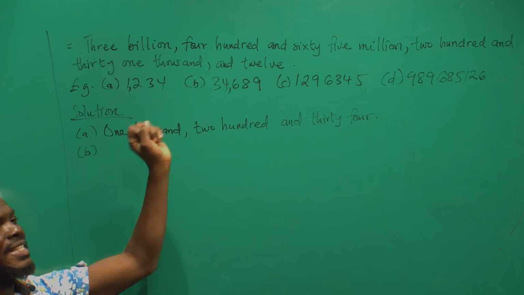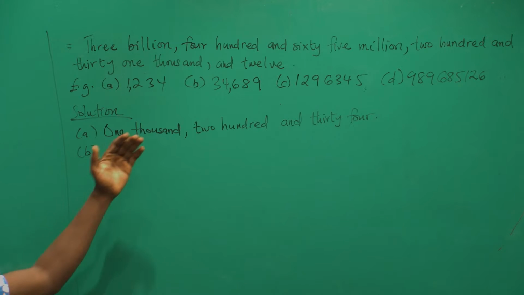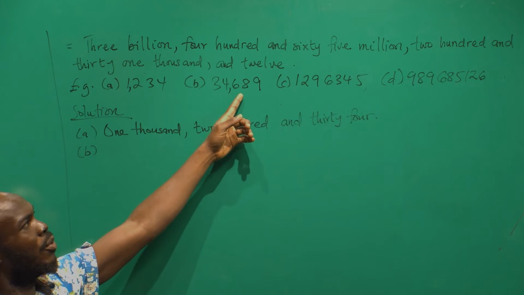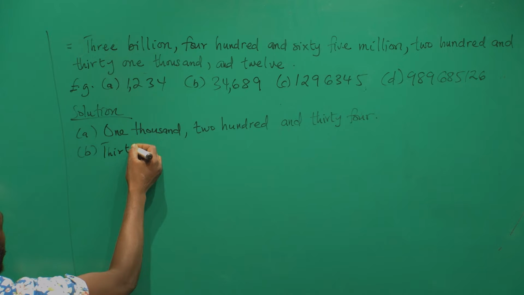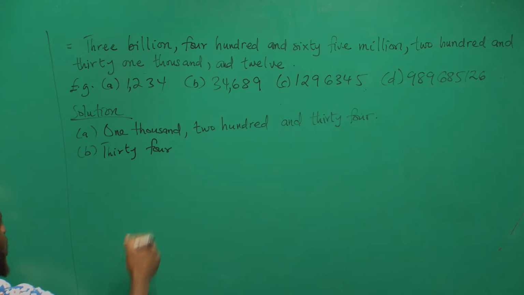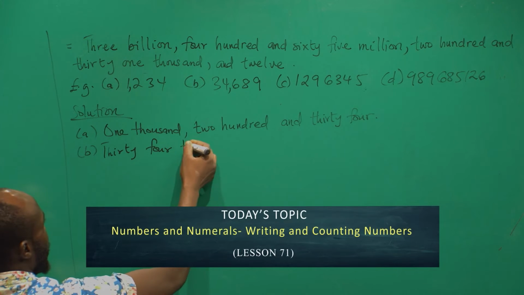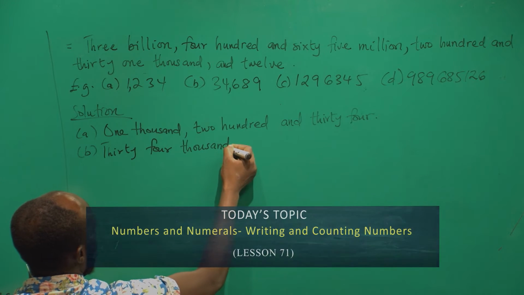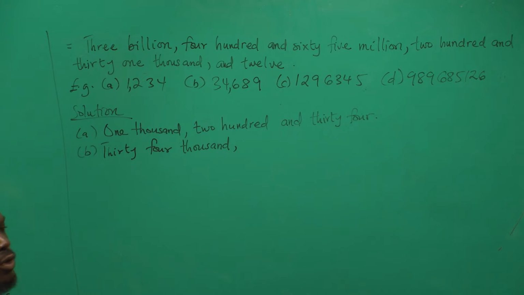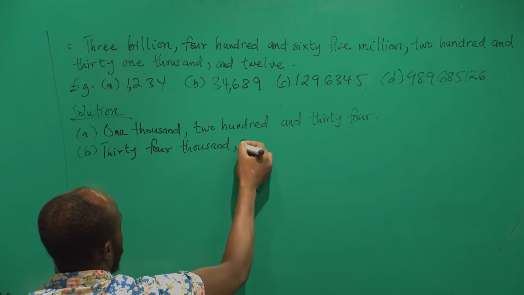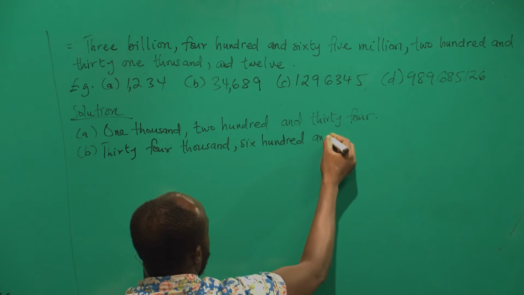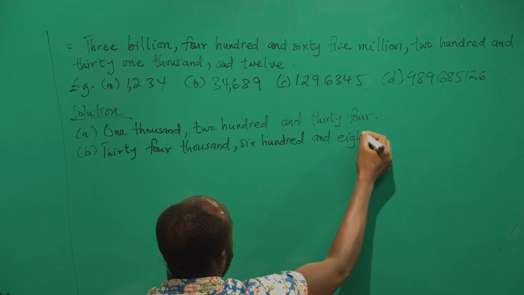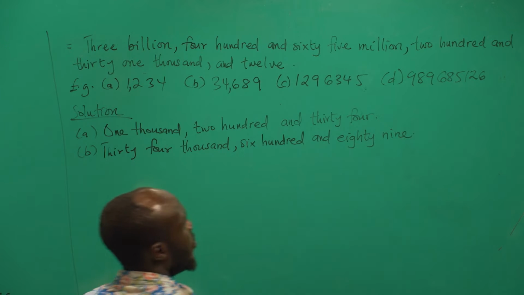Thousands. So this tens makes this one 34. So 34, the 3 is in what? Thousand. So it becomes 34 what? Thousand. Then 600 and what? 89. So 34, 30, then 4. And they are in what? Thousand. So you add your 1,000 to it. Then you bring your comma. Then we have what? 689.